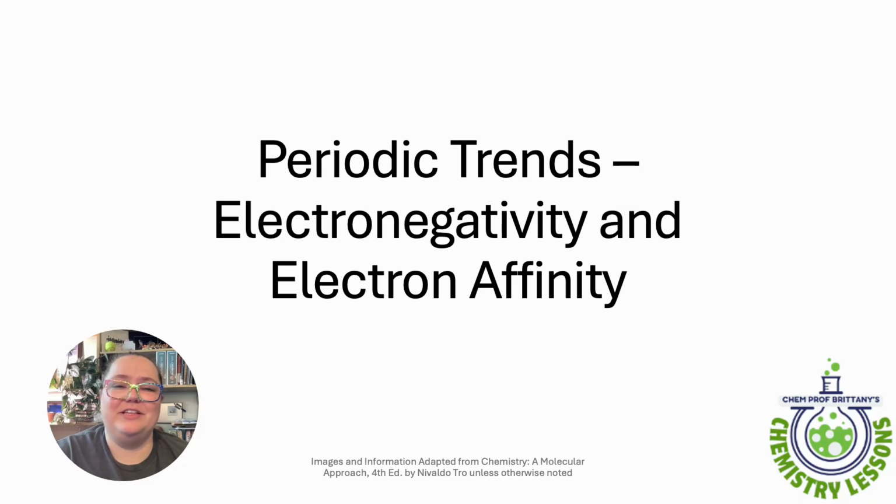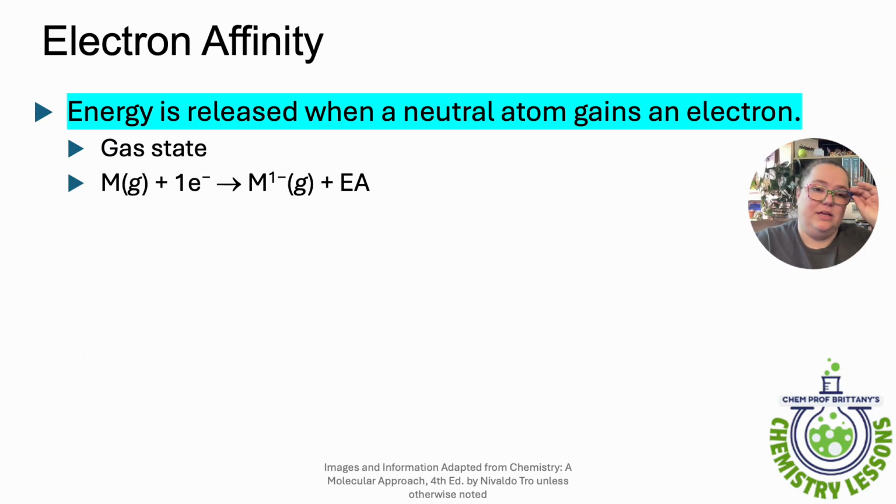This video is specifically about the periodic trends of electronegativity and electron affinity. So, electron affinity is basically how much an atom likes gaining electrons, and we measure that based on the amount of energy that is released when we add an electron to a neutral atom. This is always done in the gaseous state. We have whatever it is, we add an electron to it, and so we get the ion plus whatever amount of energy is that electron affinity.